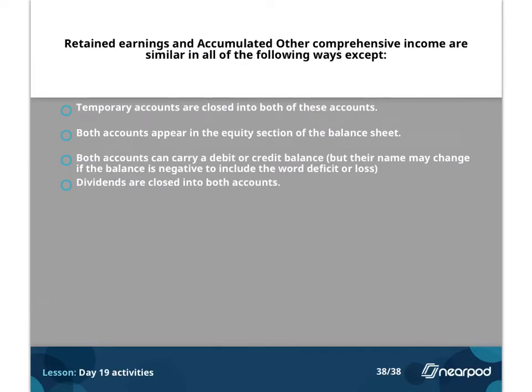Retained earnings and accumulated other comprehensive income are similar in all the following ways except. All right, temporary accounts are closed into both of those. That is true. Both accounts appear in the equity section of the balance sheet. That is true. Both accounts can carry a debit or a credit balance, okay, but we might change their name. That is true. We talked about how if you have negative retained earnings, it's usually called an accumulated deficit. Dividends are closed into both accounts. That is not true. Dividends are closed into retained earnings only. All right, that's it. We're done.